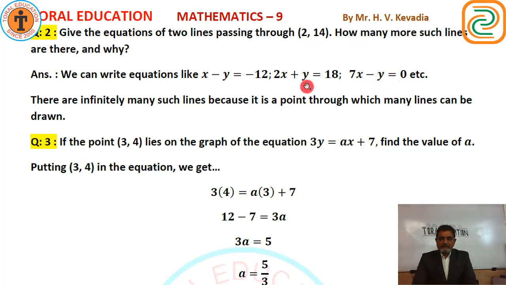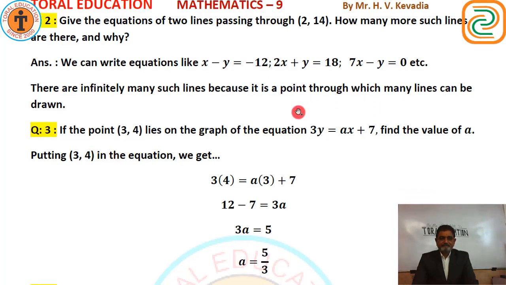These types of equations can be written infinitely many. There are infinitely many such lines because it is a point. (2, 14) is a point, and through one point we can draw infinitely many lines.